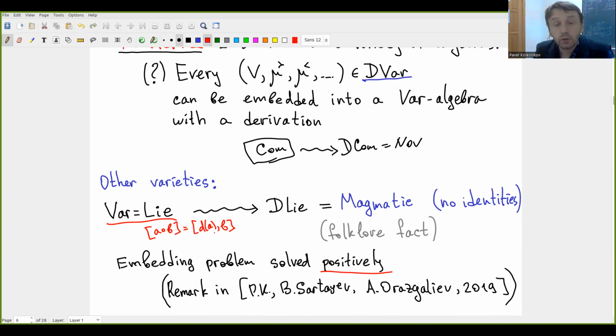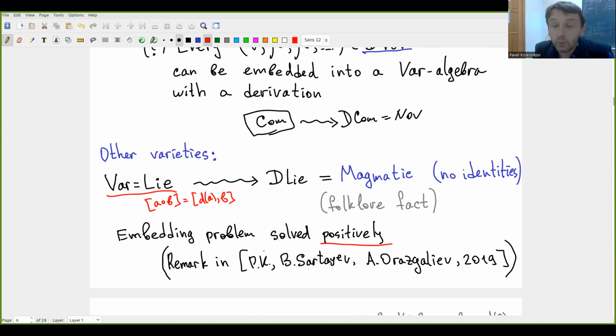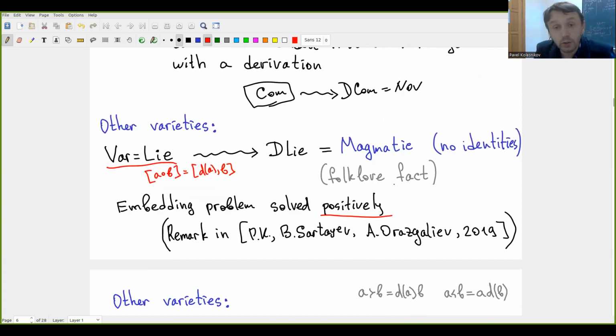This is actually an easy exercise on Gröbner-Shirshov basis theory for Lie algebras. And it was shown as a remark in my paper with Bauyrzhan Sartayev and Aibol Razgaliev. So for Lie algebras, the derived variety coincides with the variety of all non-associative algebras with one operation, and the embedding problem is solved positively.